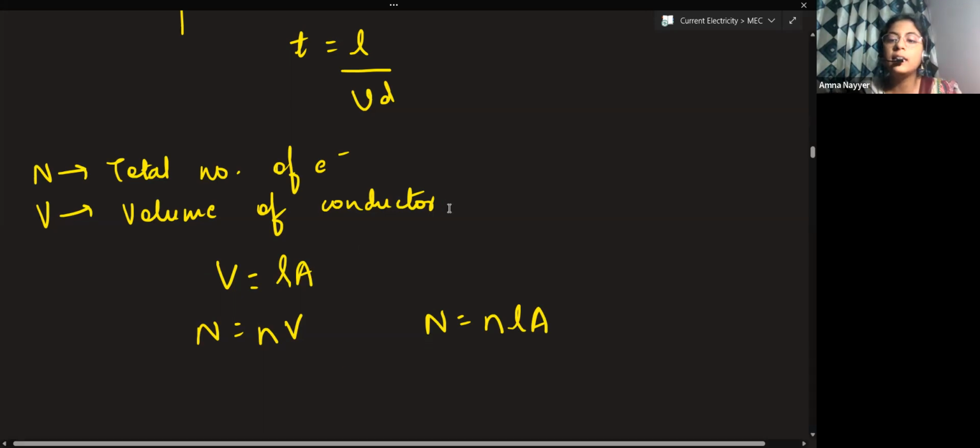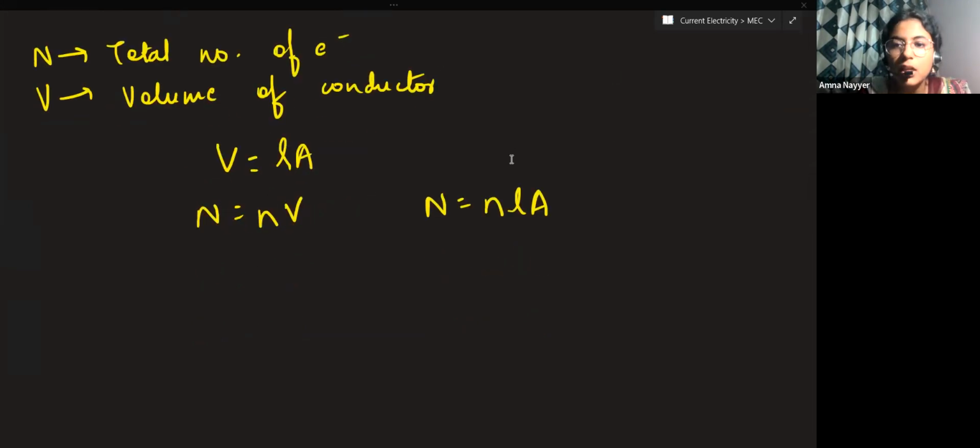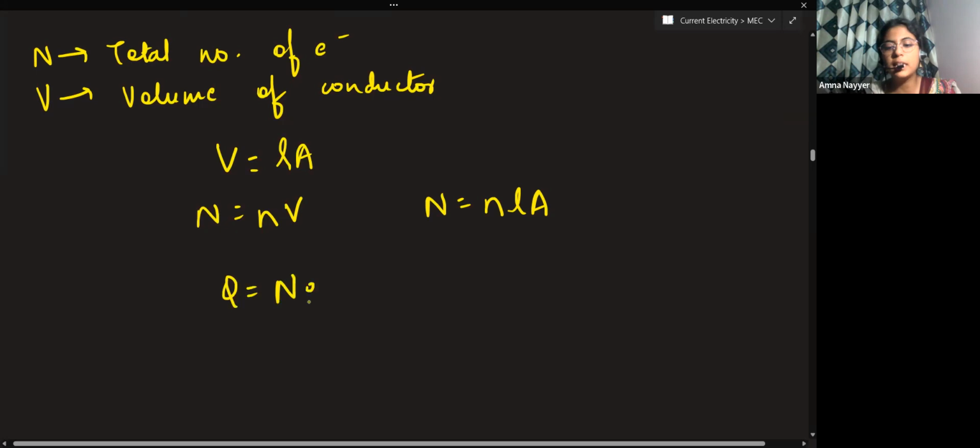Then the way you have told us when we were discussing the quantization of charges. Quantization of charge was Q is equal to N E. So again, if I use that, Q is equal to capital N E. So putting the value of N from here, I get it as n, L, A and E. This is the charge that I have.